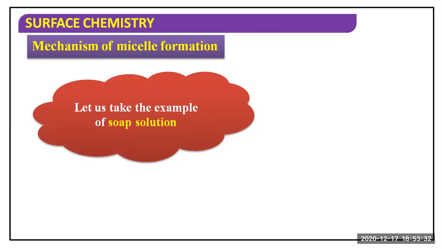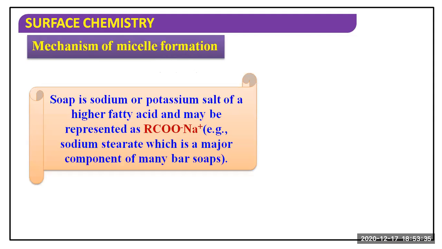let us take the example of soap solution. Soap solution contains two parts. One is R part, R means hydrocarbon part, and there is another part that is acid salt part. There was acid, it will be salt. It contains Na plus or K plus, etc. Soap is the sodium or potassium salt of higher fatty acid and may be represented as RCOONa.